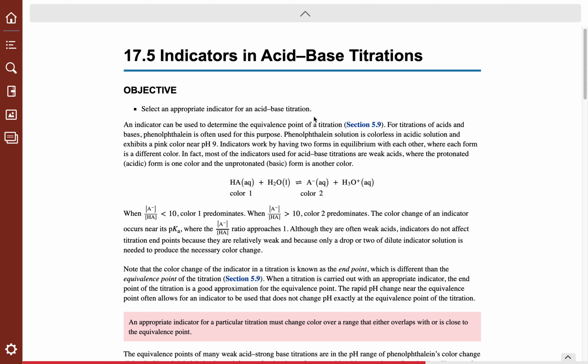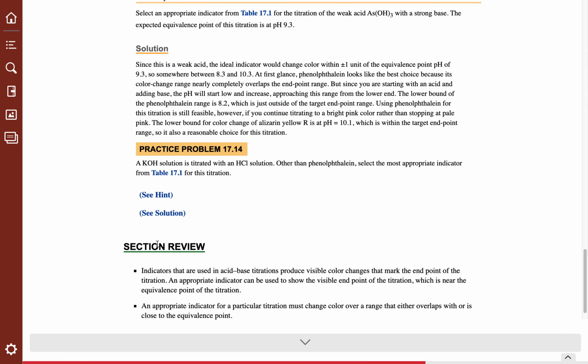In summary, section review: indicators that are used in acid-base titrations produce visible color changes that mark the endpoint, and an appropriate indicator can be used to show the visible endpoint of the titration, which is near the equivalence point of the titration. So an appropriate indicator for a particular titration must change color over a range that either overlaps with or is close to the equivalence point.